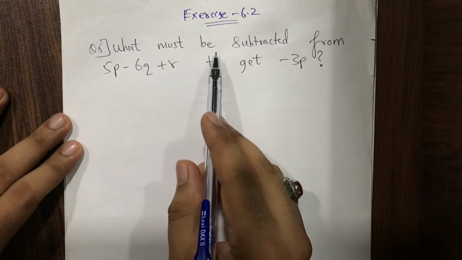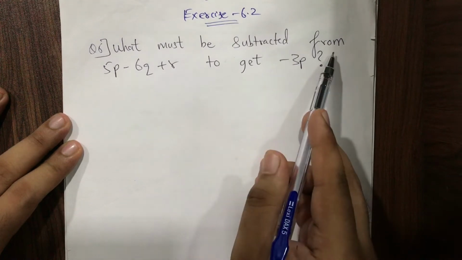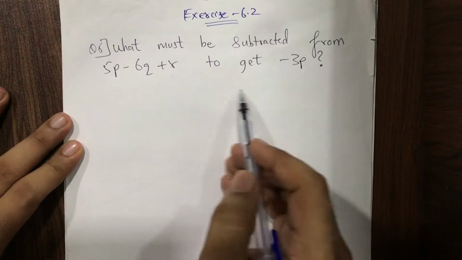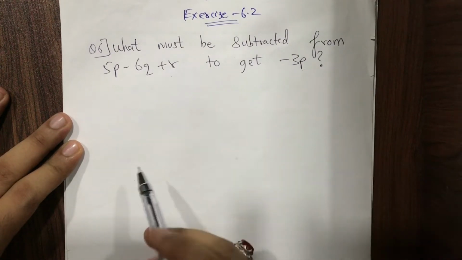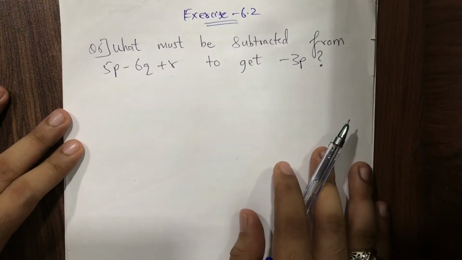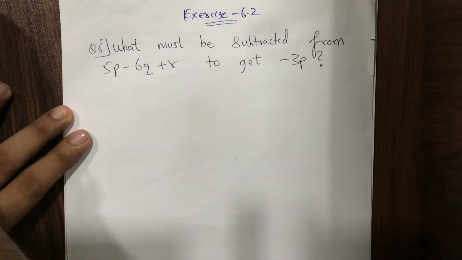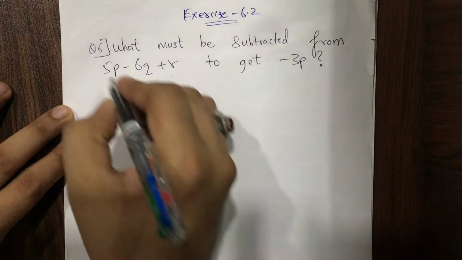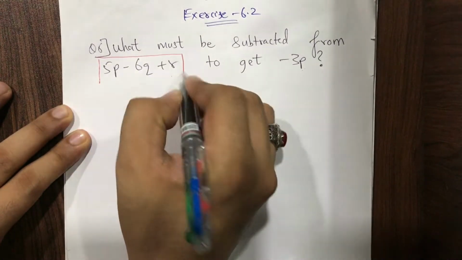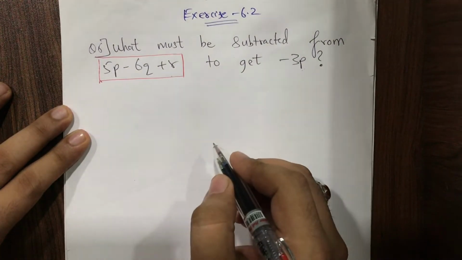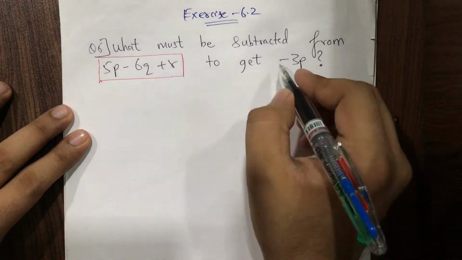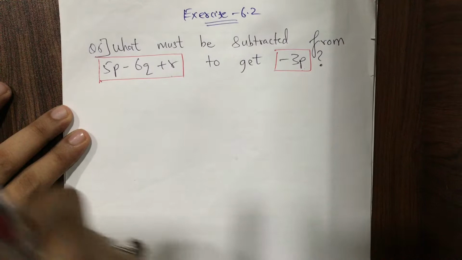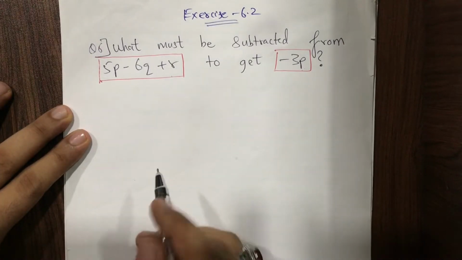What must be subtracted from 5p minus 6q plus r to get this as the answer? Okay, I repeat again. The question is, what must be subtracted from 5p minus 6q plus r to get the answer as minus 3p? Understanding? Okay. Now, starting with the solution.